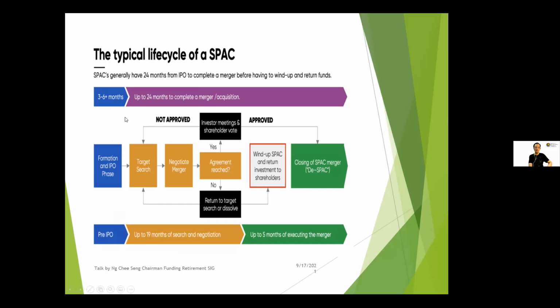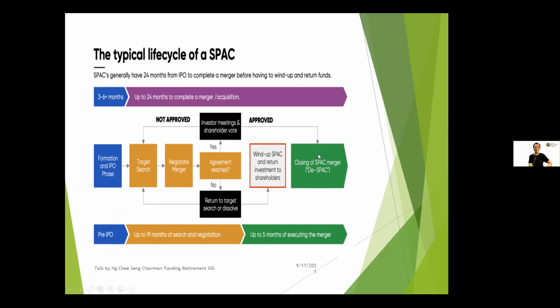Once they have the IPO going with the money already put into the treasury bond, they will look for the target company, and then negotiate with the target company to merge. If they reach an agreement, then good, they will ask the investors for a meeting to approve that investment. And if it's approved, you move onward to here, then you close the SPAC. Then the SPAC, they will de-SPAC.